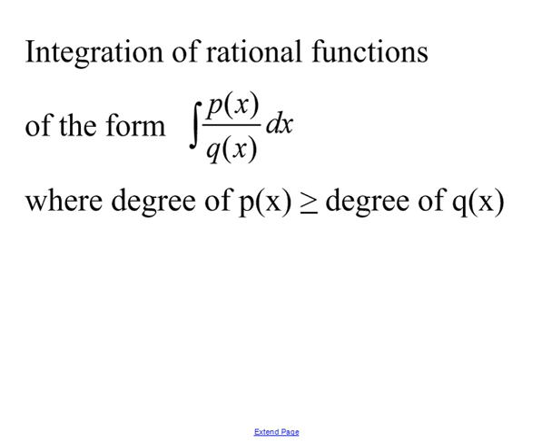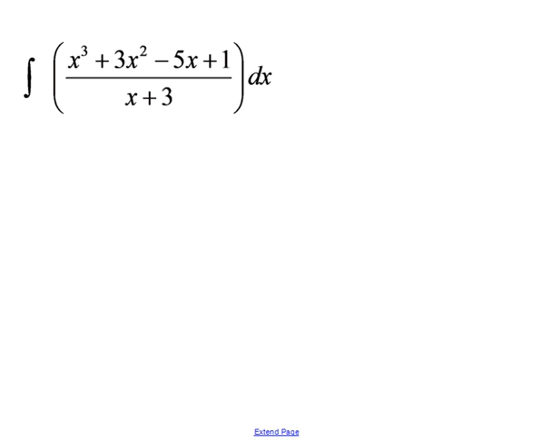Okay, so we're going to do integrating rational functions of the form p of x over q of x dx. And the degree of p of x is greater than or equal to the degree of q of x. All right, so when the bottom is bigger degree, then we're going to use other things. But if the degrees are the same, or the degree of the top is bigger than the degree of the bottom, so you have x to the fifth on top, x squared on bottom, something like that, then you can use this technique. All right, so we're going to take a look at this right here.